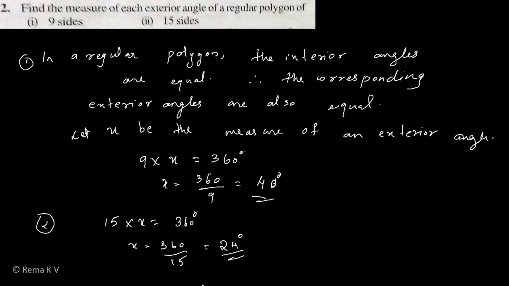Okay, now the next one. How many sides does a regular polygon have if the measure of an exterior angle is 24 degrees?